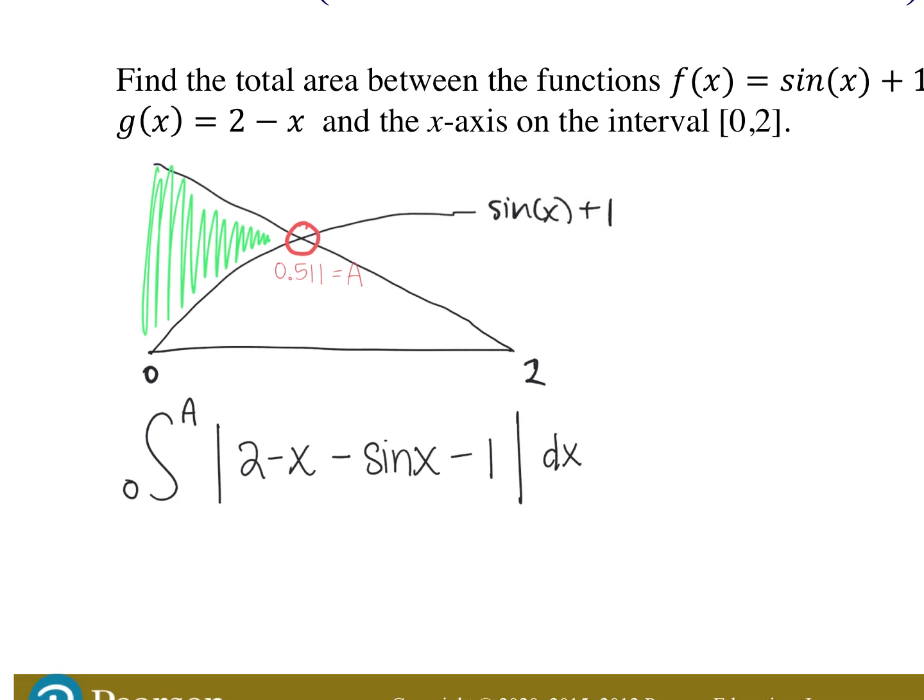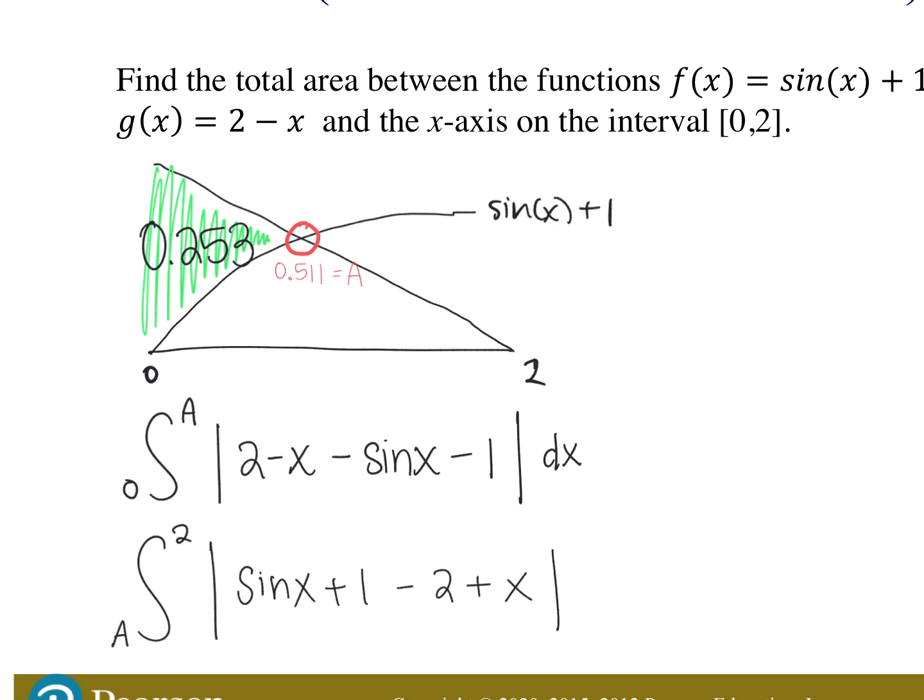Anybody got it? Or you're typing? Say it again. 0.253. Did anybody confirm that? Okay. The second one is going to start at what variable for its lowest value? Start at A, and where's it going to end at? 2. And in this one, in the absolute value, we put the sine x plus 1 first, and then we put the minus 2 plus x. So we subtract and put that in absolute value, and we'll come up with that one. That's going to give me the other side.